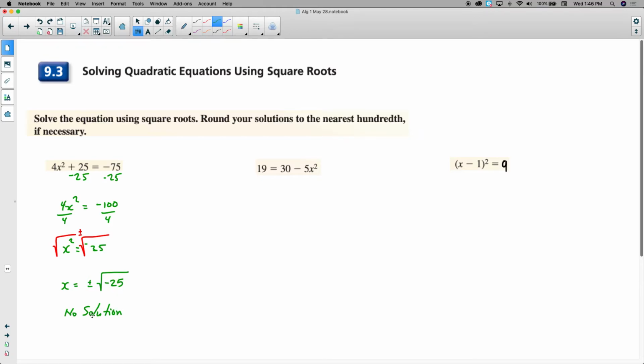We'd be totally fine if that was positive 25 in there, and then we would 2 for 1 trade out the 5, and the two answers would be plus or minus 5, positive 5 and negative 5. So let's come over here to the next problem and see what we can do.